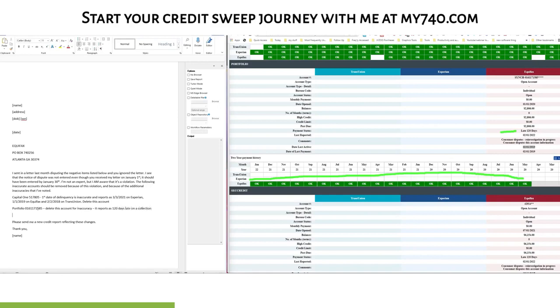Now, as an alternate, I am going to put an asterisk, and this is just so that you would know what else you could dispute. I could say delete this account because the date last active reports as 2/1/2019, while the other two bureaus report, and then you would put the dates here. You could also say delete this account because it reports inaccurate payment history between May 2020 and January 2022.